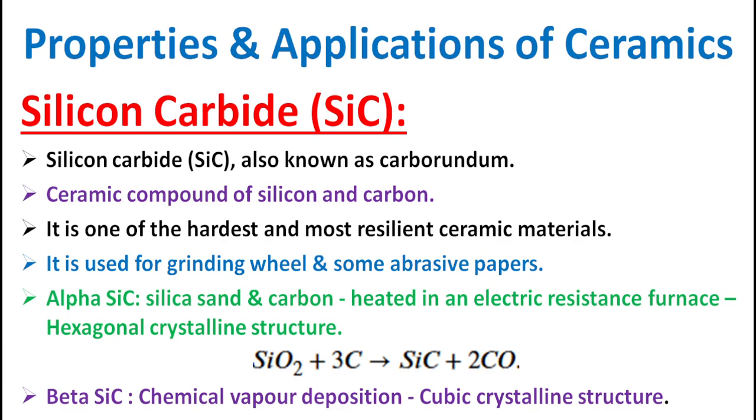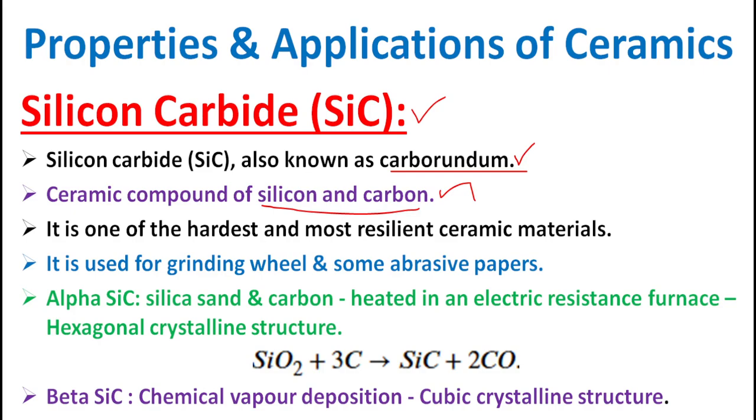Properties and application of ceramics of silicon carbide, abbreviated SiC. Silicon carbide is also known as carborundum. It is one of the ceramic compounds, made by mixing silicon and carbon. This mixing of silicon and carbon is called silicon carbide, one of the ceramic components.